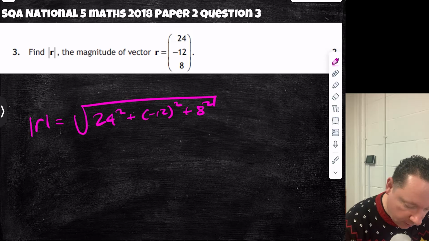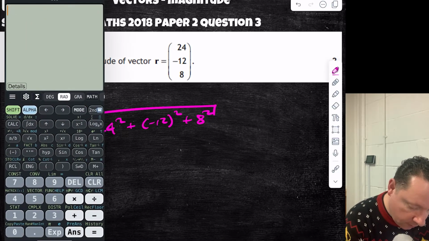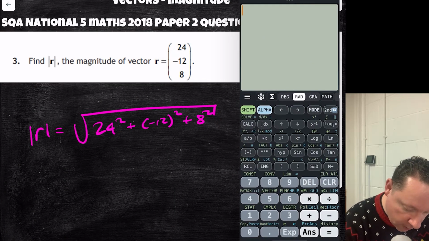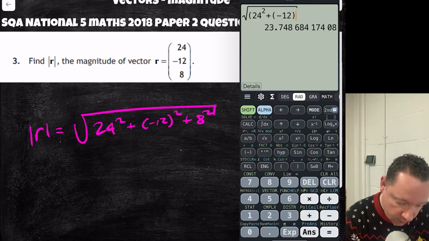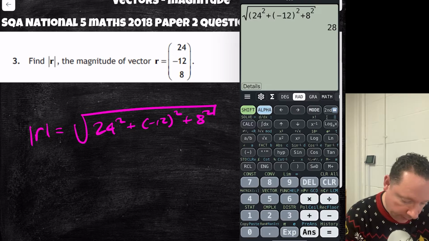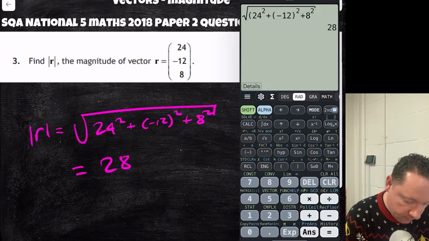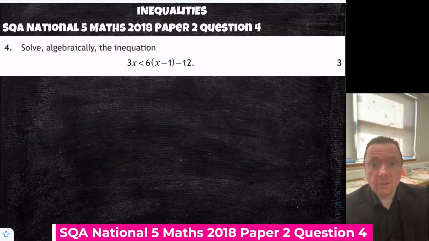squared. Now this is a calculator job, so you get your calculator and we press square root, making sure we're using brackets, 24 squared plus bracket for a minus 12 squared plus 8 squared equals 28. And we're done there.